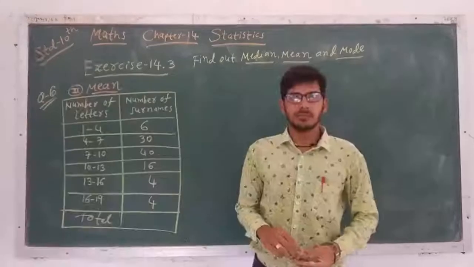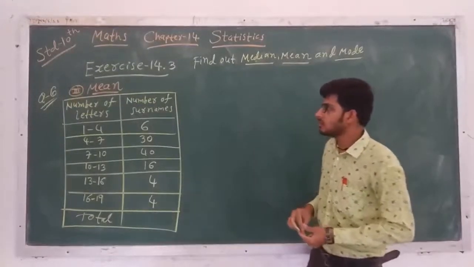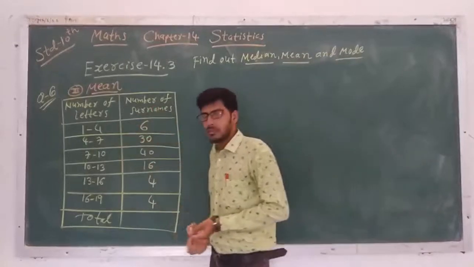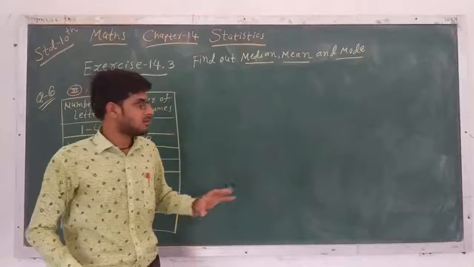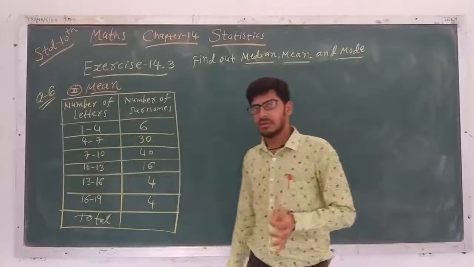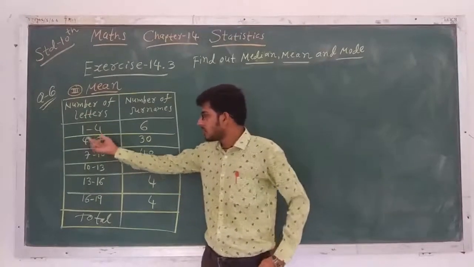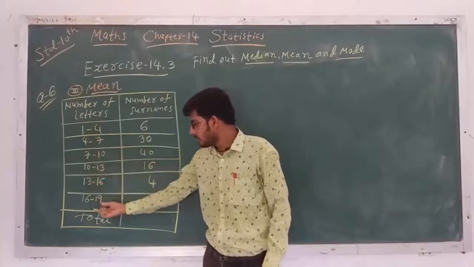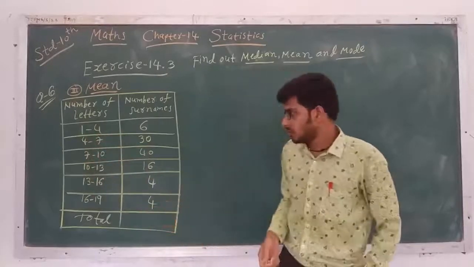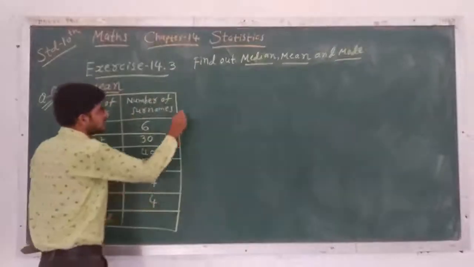Okay, next, second question number 6, we have to find out the mean. The third one gives number of letters and number of students. For finding the mean there are three methods: direct method, step deviation method, and assumed mean method. Here the class range will be the same, so we have to apply the step deviation method. So the third column is the midpoint.